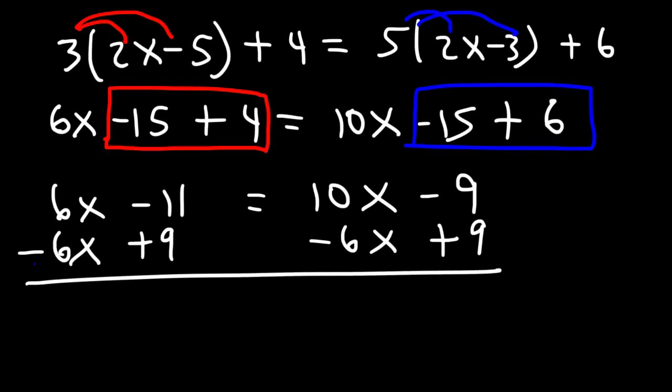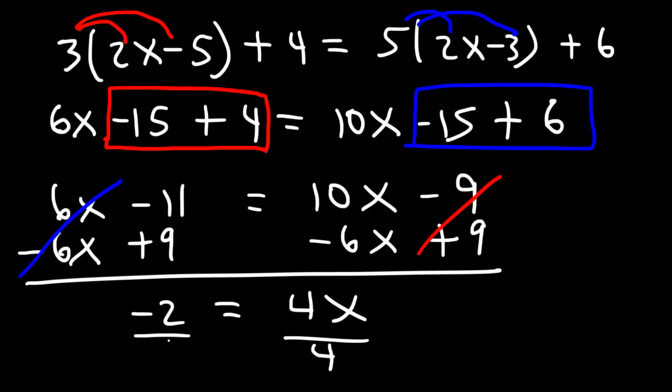So all of the x variables will disappear on the left side, and all of the constants will disappear on the right side. Negative 11 plus 9 is negative 2, and 10x minus 6x is 4x. So now, let's divide both sides by 4. So we have negative 2 over 4 is equal to x.